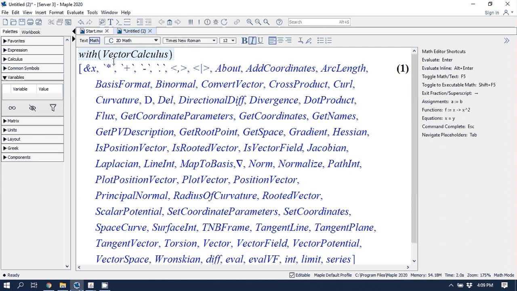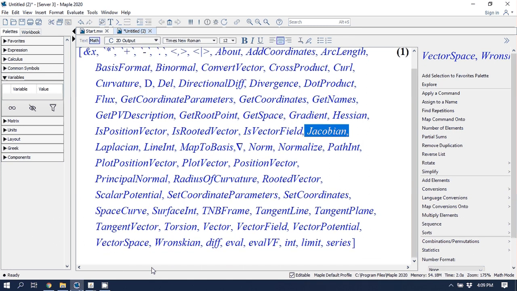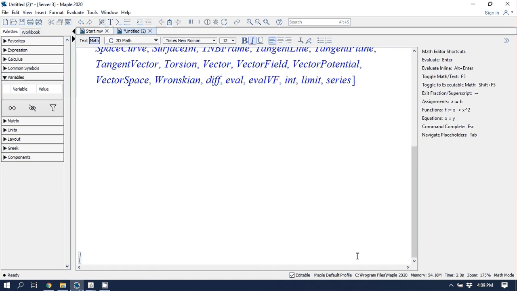When you hit the with command, a good sign that you actually executed the command is to have the list of all the commands in that package. And so, of course, what I was talking about, the Jacobian, as you can see here, it's part of that command. Let's move downward.